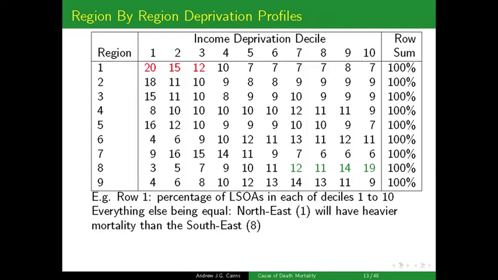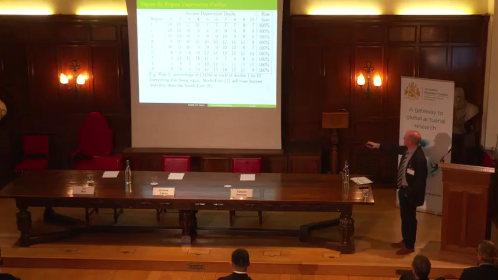So just to highlight that point in terms of the differences between regions. Region 1 is the northeast, and in the northeast of England, each row adds up to 100%, and the numbers are the percentage of that region. So 20% of the LSOAs are in the most deprived decile, and 15% of the LSOAs are in the national level second decile. So that's heavily weighted towards the left for the northeast and also the northwest.